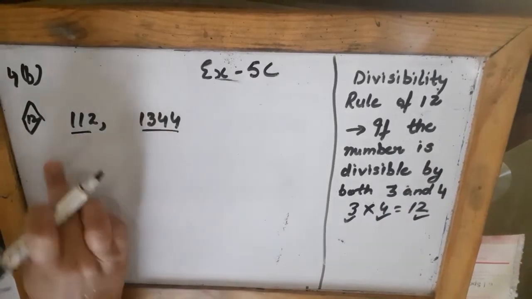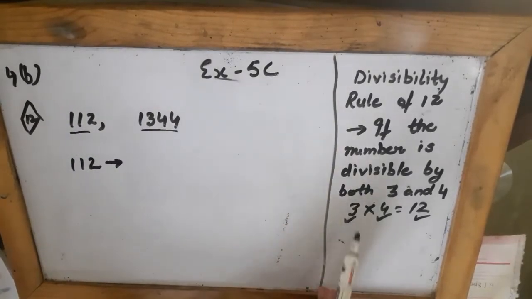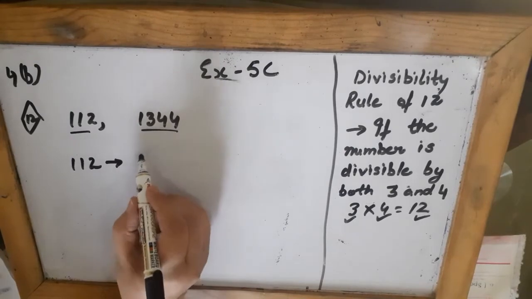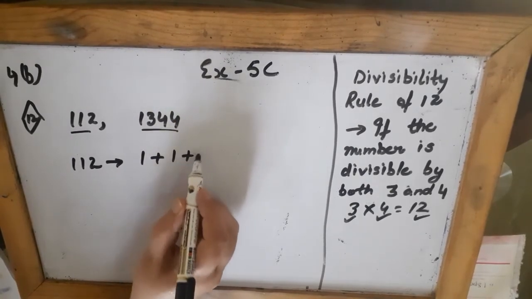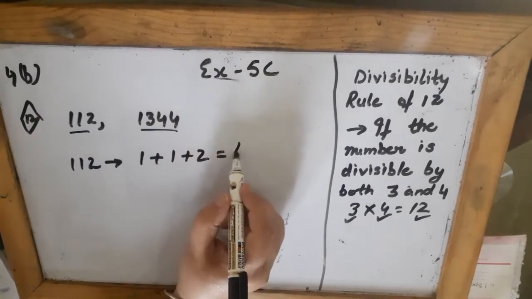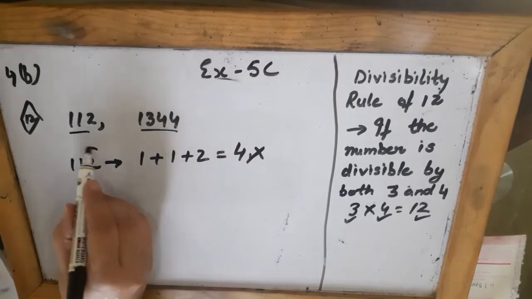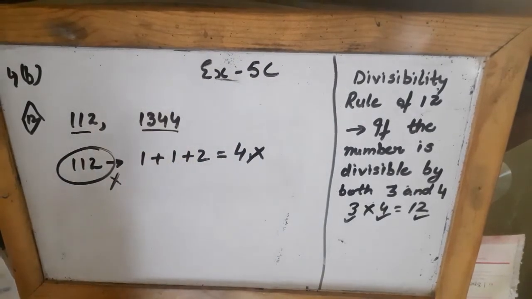Now let me do this first one, 112. First of all with 3. So what is the divisibility test of 3? 1 plus 1 plus 2. I have to take the sum of the digits. 1 plus 1 plus 2 is 4. Is this 4 divisible by 3? No. So this means that this number is not divisible by 3.